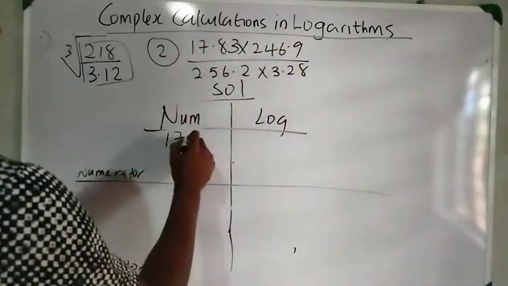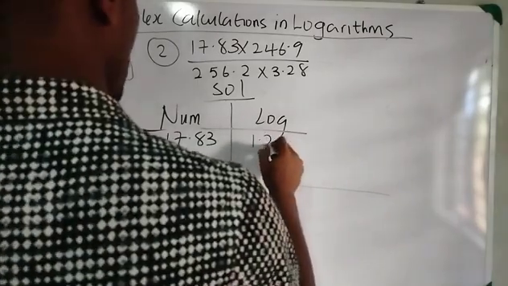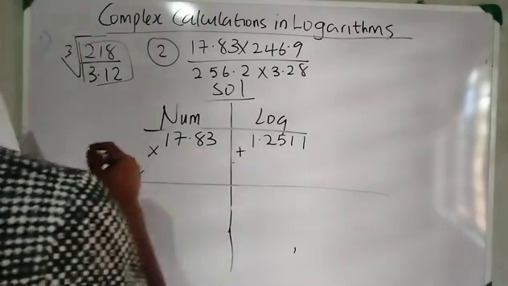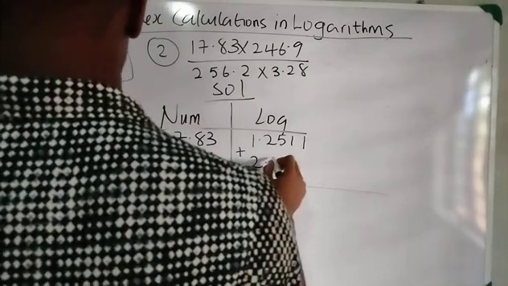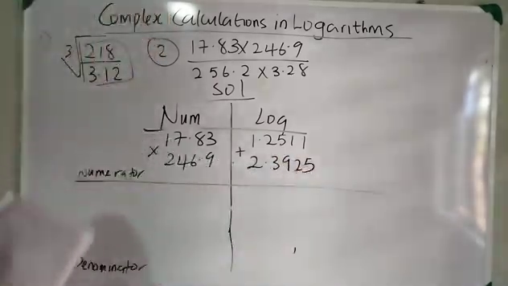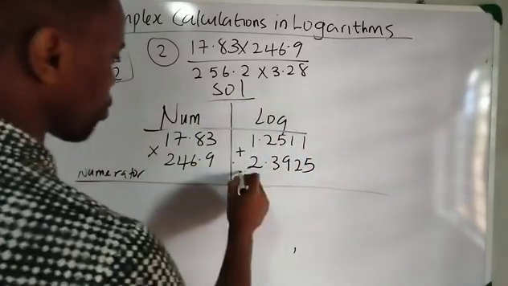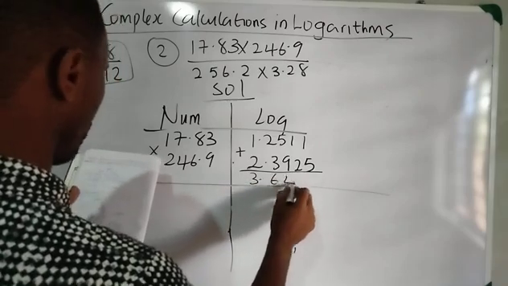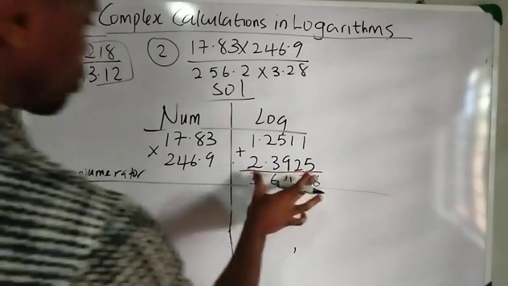I'm going to put it here. 17.83, I will find the logarithm. The logarithm is 1.2511 times, which is what? Plus 246.9. The logarithm of that is 2.39325. Alright? So you see, I'm performing just the numerator operations. What do I do? I'm going to add it up. When I add these two numbers, I have 3.6436. Good. So this is my answer for the numerator.